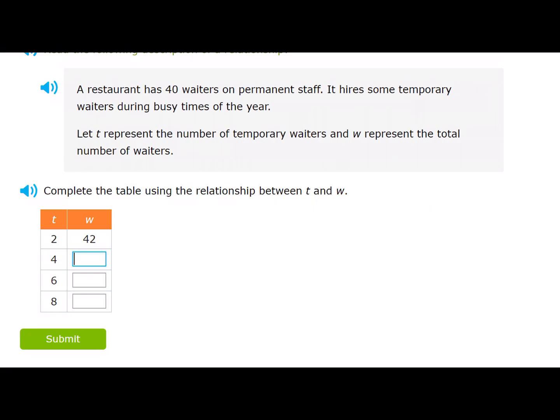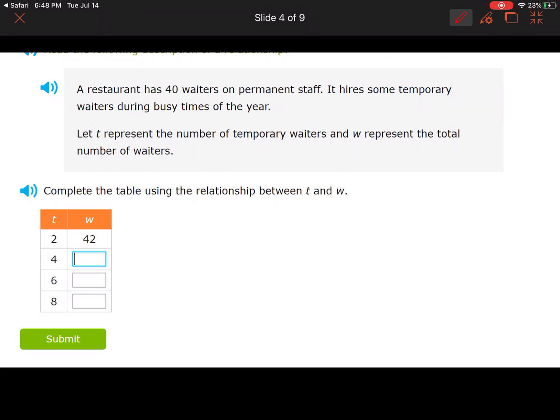A restaurant has 40 waiters on permanent staff. It hires some temporary waiters during busy times of the year. Let T represent the number of temporary waiters and W represent the total number of waiters. Okay, so we're comparing temporary versus full-time. So T is temporary, W is the complete number of waiters.